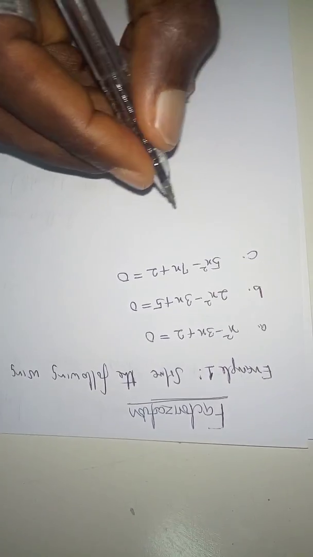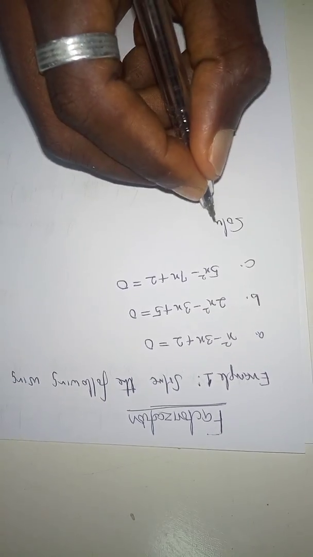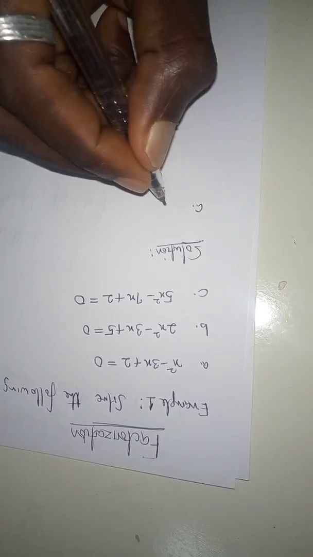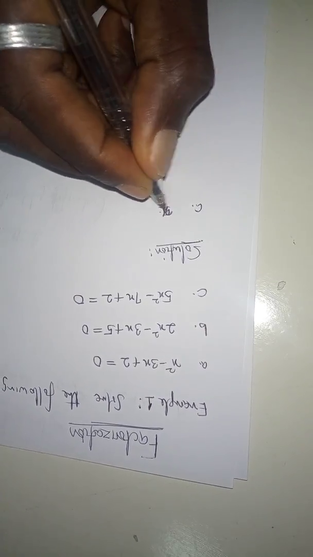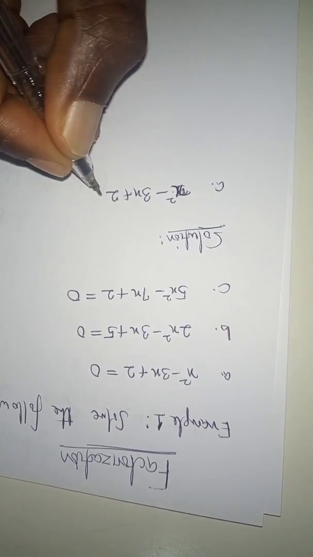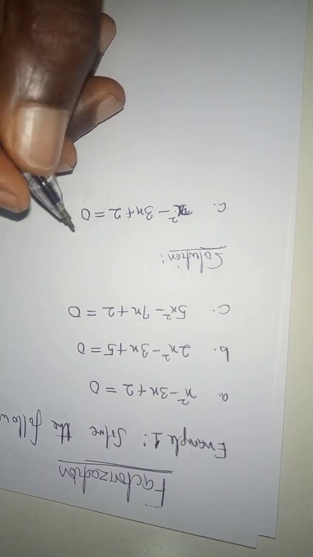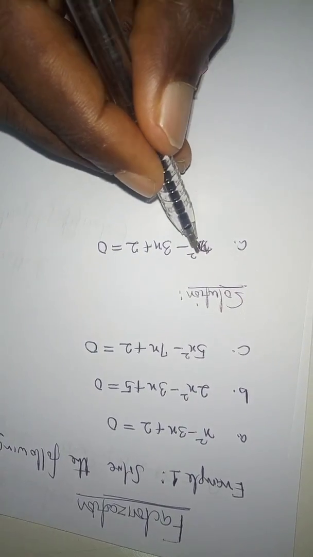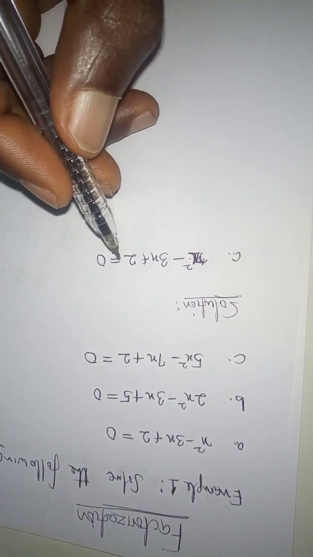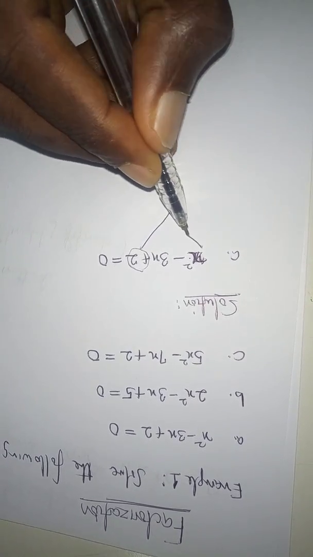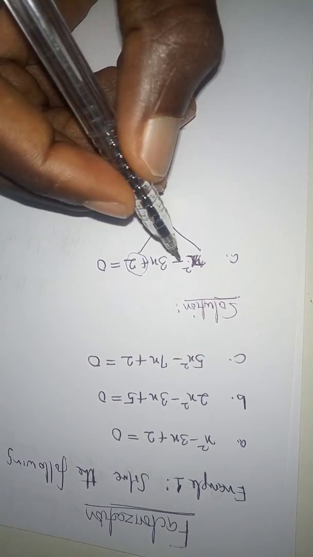In these three examples, we shall take it one after the other. The first one, x squared minus 3x plus 2 equals 0. To solve this using factorization method, you need to multiply the constant term by the coefficient of x squared.